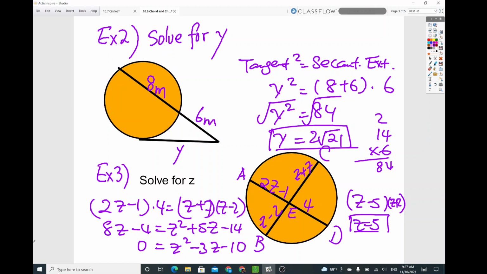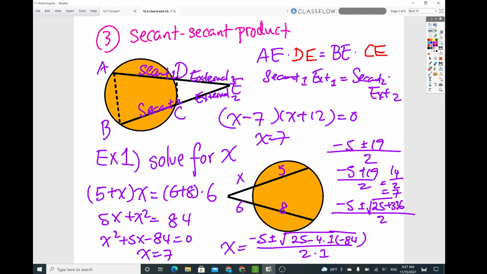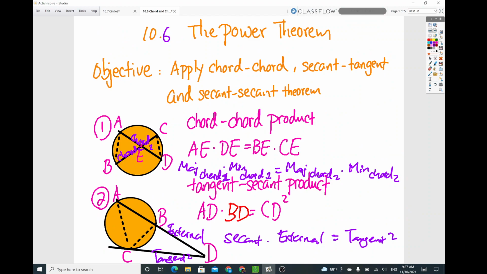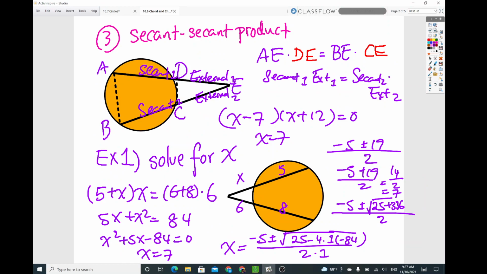Make sure that you recognize all those formulas: the secant-secant product, the secant times external equals the tangent squared, and the chord-chord product. Those are the main formulas you need to recognize for this section.